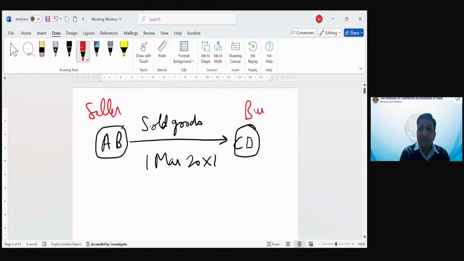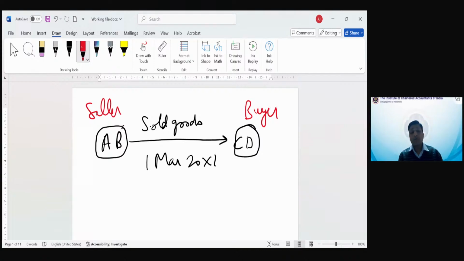Who will recognize revenue? Seller or the buyer? Seller always. So when you are saying that CD will recognize revenue, it clearly shows that you are confused right now. Okay. So at least that part of confusion is gone now.